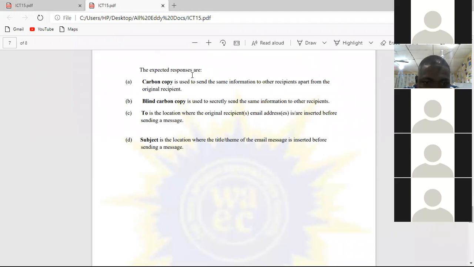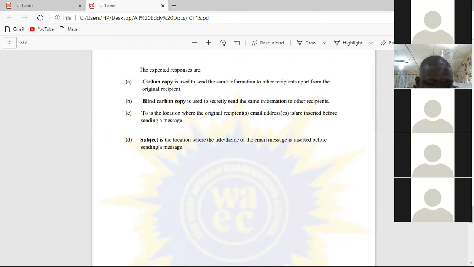The expected responses are: carbon copy is used to send the same information to other recipients apart from the original recipient. Blind carbon copy is used to secretly send the same information to other recipients. To is the location where the original recipient's email address or addresses are inserted before sending the message. Now, you see the keyword here? The keyword is inserted. This is very important.